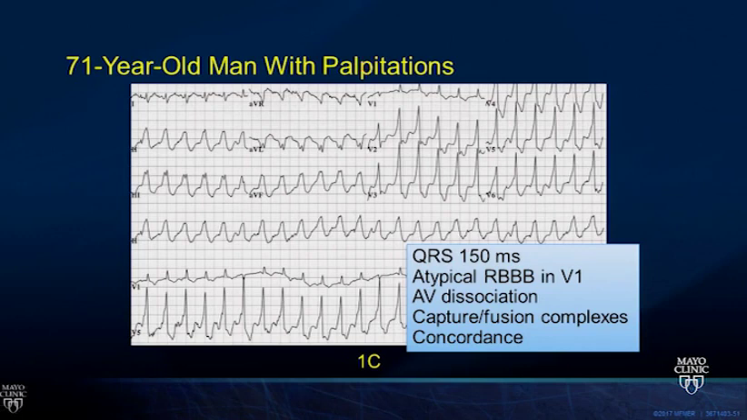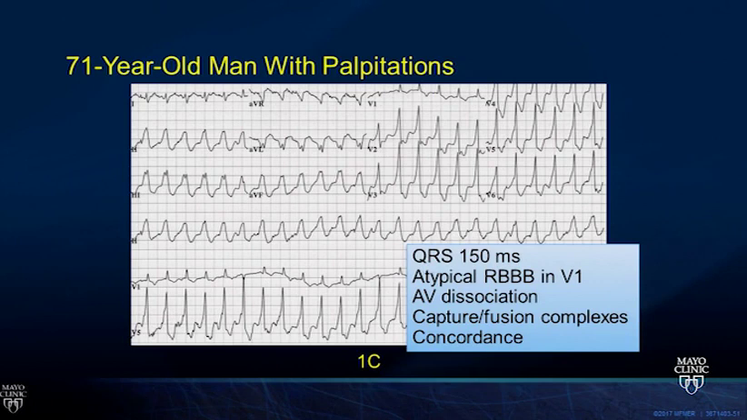It doesn't look like a right bundle. It doesn't look like a left bundle. It's got an R in V1. And this is also an inferior axis and a very basal type rhythm. The other things you can look at are capture and fusion beats and concordance. Concordance is a very important thing to look for. What that basically means is that in the precordial leads, all the QRS complexes are pointing in the same direction.